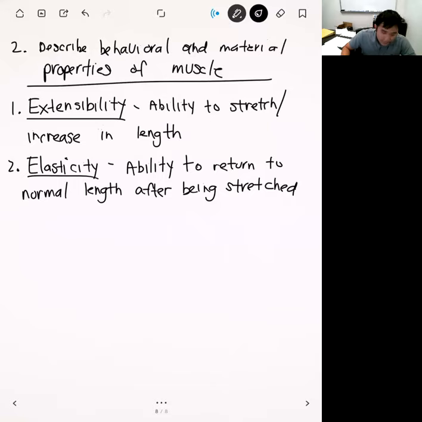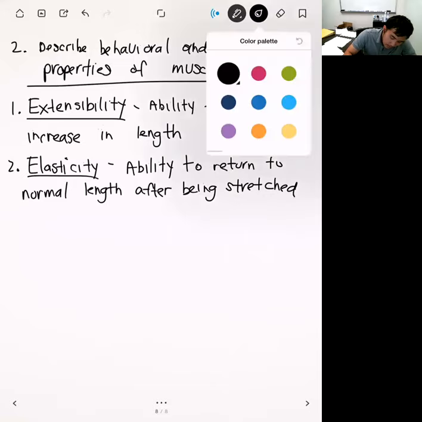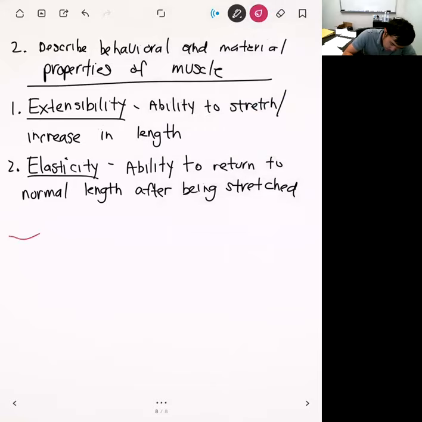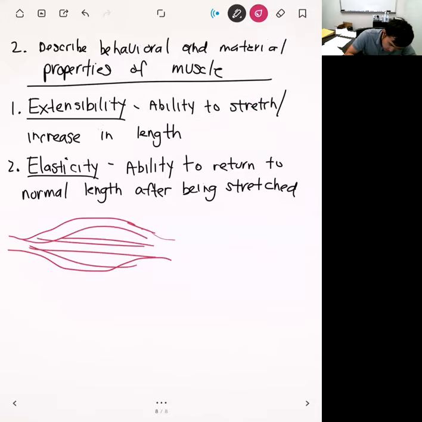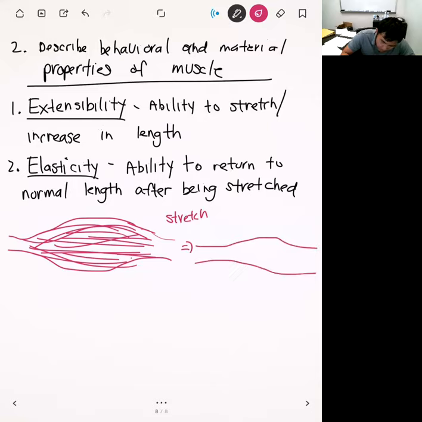Okay. And so basically what that means is that let's say that you have a muscle that looks like this. Okay. Right. So this is like a typical muscle. And if you stretch it, okay, and so, of course, this is not to scale, but you can see that the muscle gets thinner when you stretch it, okay?